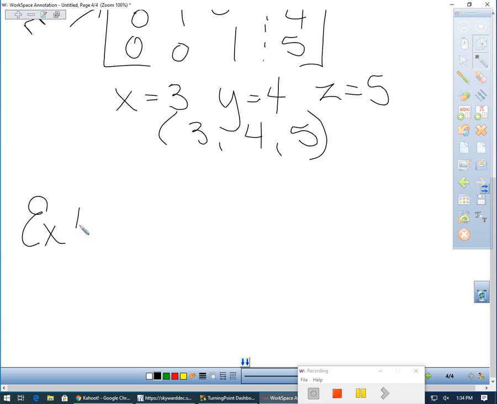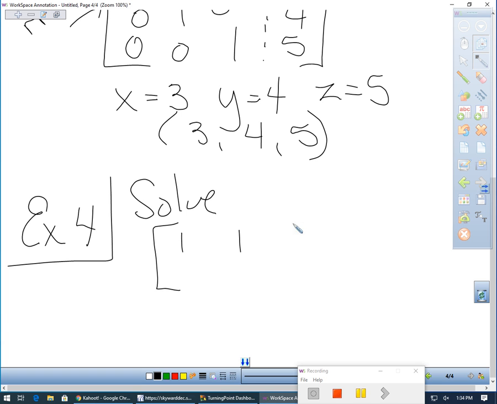Example 4. Solve. And we are going to begin by solving. Now I'm going to give it to you in matrix form, of course. Let's go 1, 1, 5, and negative 2, 4, 8. All right, so I want to show you how to plug this in. This is what we've got to learn how to do.